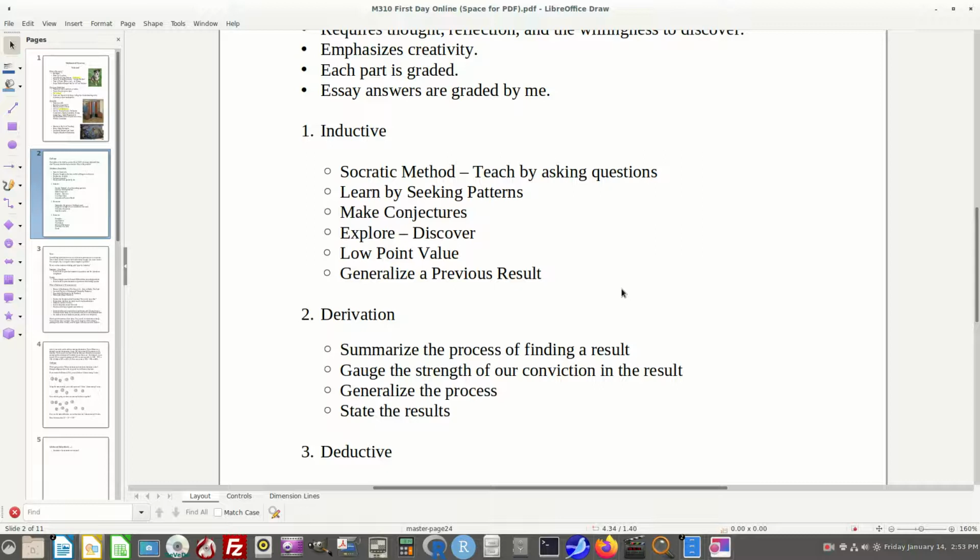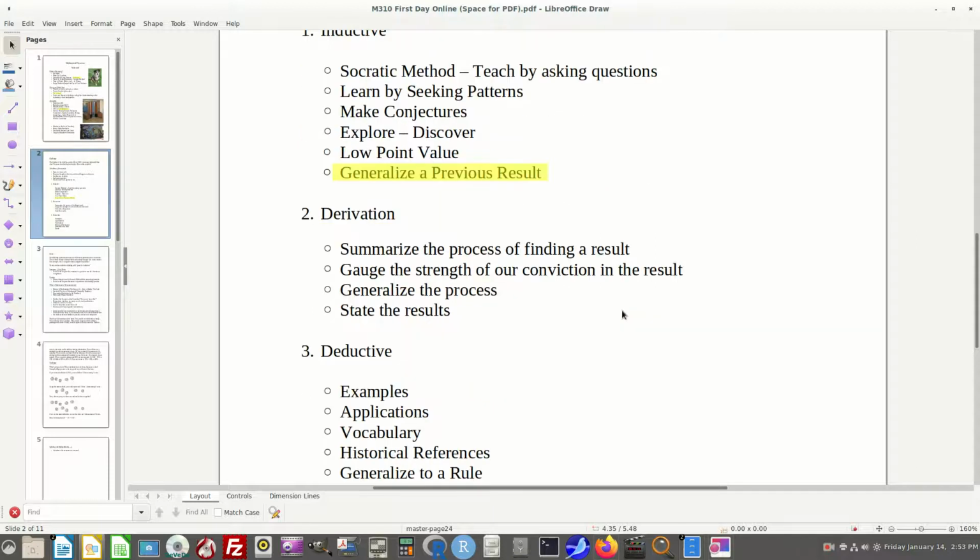Now, another part of the inductive way of thinking is to generalize a previous result. It's a pretty high-level thing. This last topic here in the inductive column is something that we will be doing basically to answer some very powerful questions in the elementary school mathematics curriculum. We'll then be talking about the derivation. We'll summarize the process of finding a result. We'll gauge the strength of our conviction in that result, and we'll generalize the process. Maybe that process of finding a result would work in another setting. And of course, we'll state our results.